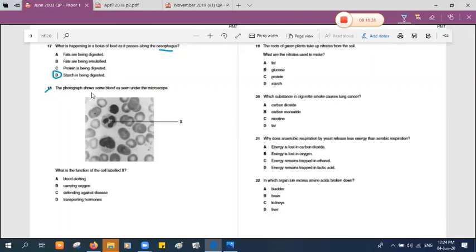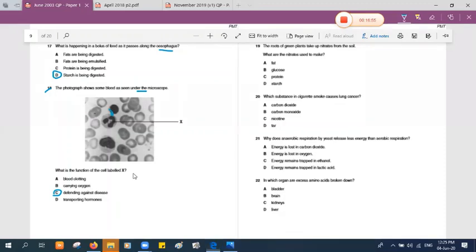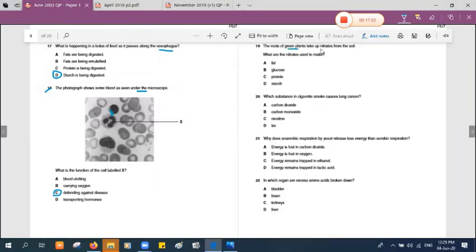Here the photograph shows some blood as seen under the microscope. So 18 is C, perfect. Because this is the shape of the white blood cell. Do you remember this shape? So of course they are defending against disease. Their function is defending. 19 here, the roots of green plants take up nitrates from the soil.